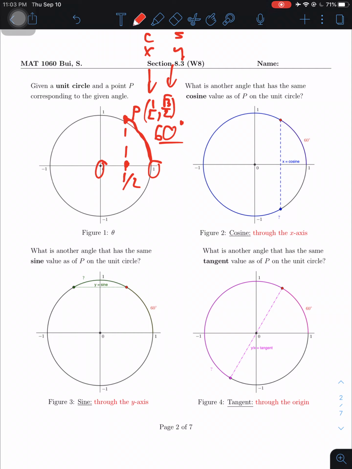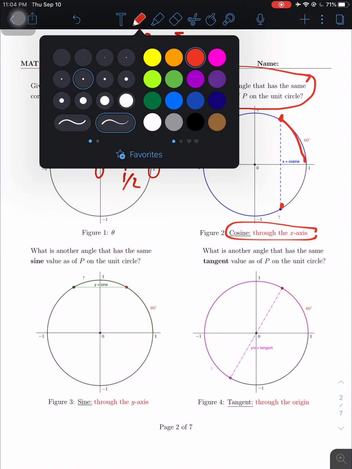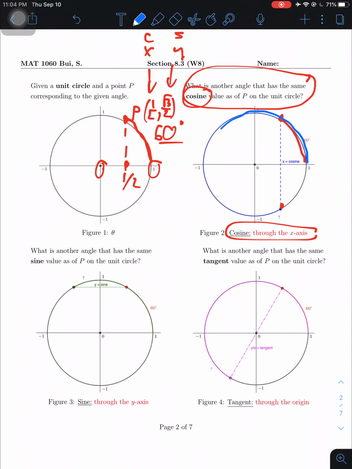What is another angle that has the same cosine value as P on the unit circle? So we're talking about cosine here, right? My trick is that we look across the x-axis, because cosine represents x in the xy coordinate. So from P, I'm going to project it across the circle, passing through the x-axis, so I have the outer point here. If this gap from here to here is 60, then what is the arc from here all the way to the outer point here?